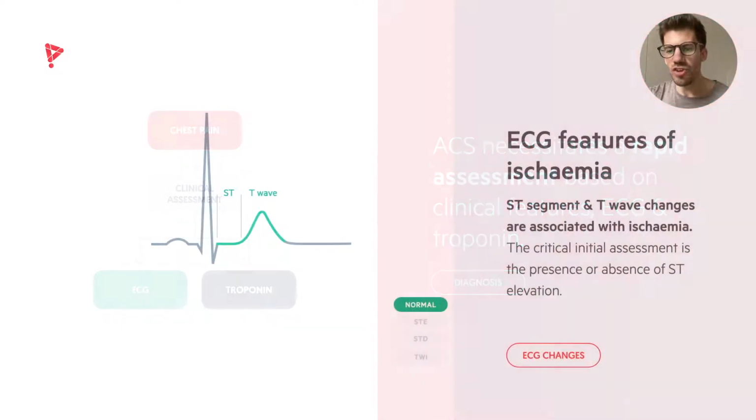If we look at the ECG, there are typical features on an ECG suggestive of ischemia, which is due to a reduction in blood flow. So ST segment and T wave changes are associated with ischemia. It's critical in the initial assessment, as mentioned, to determine whether there's a presence or absence of ST elevation, as this changes our management dramatically in the early setting.